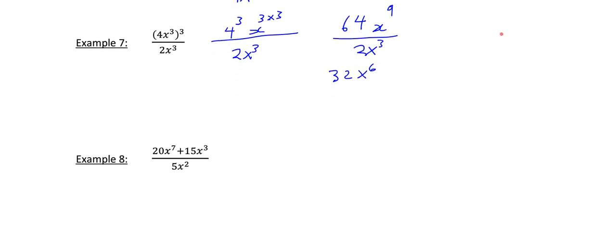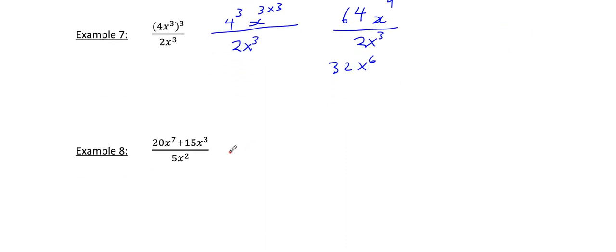Now if you have two values on the numerator, you can split this into two separate fractions, the first one being 20x to the power of 7 divided by 5x squared, plus 15x cubed divided by 5x squared.